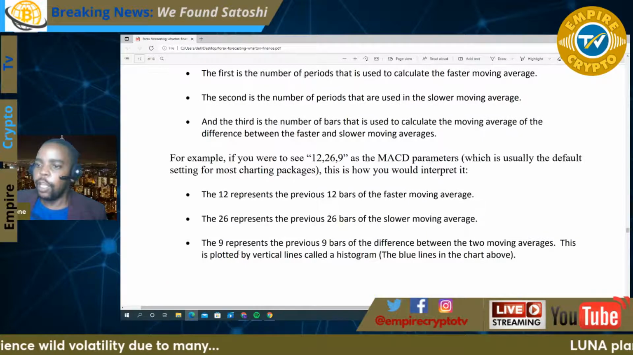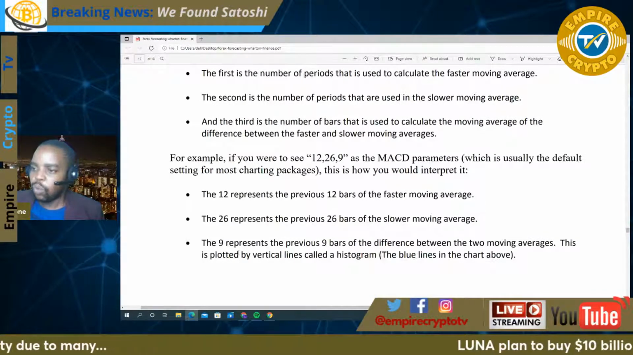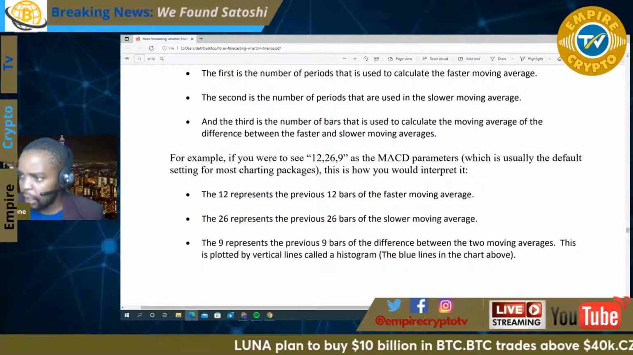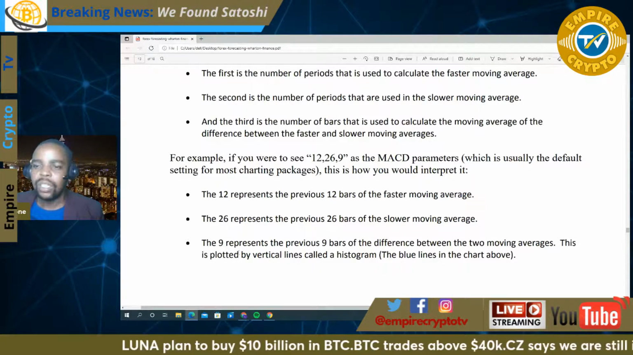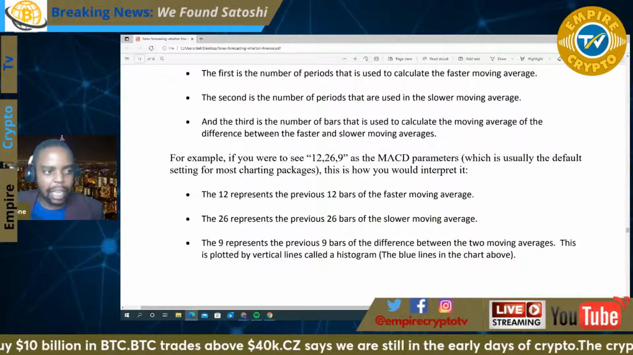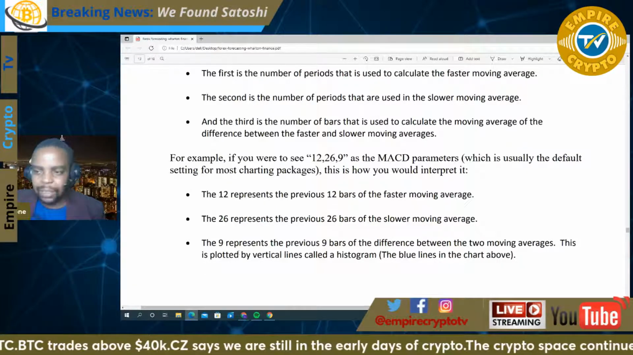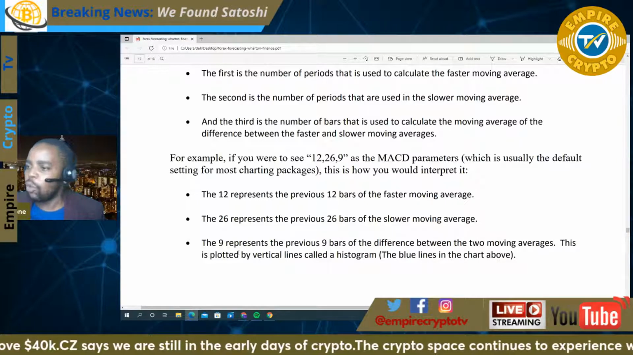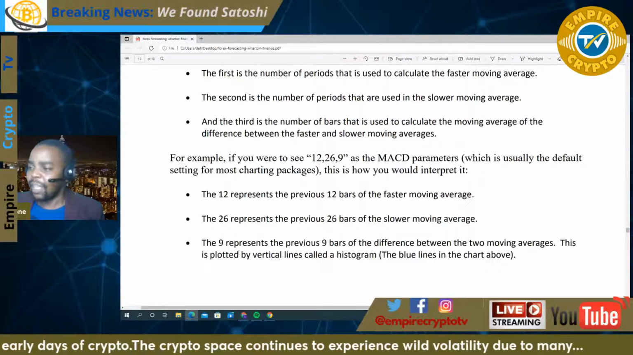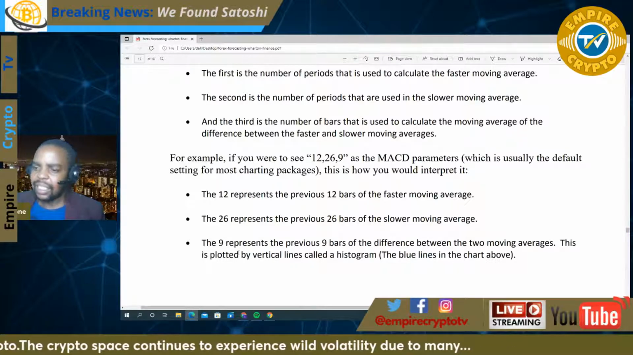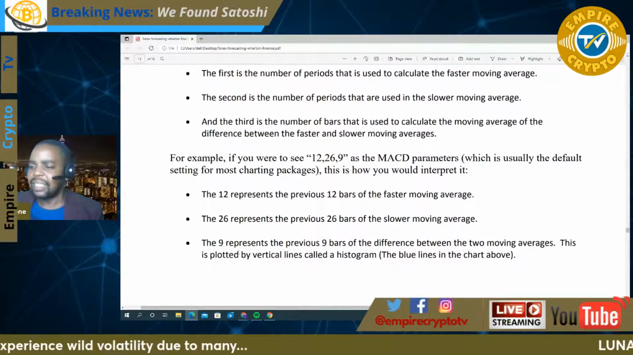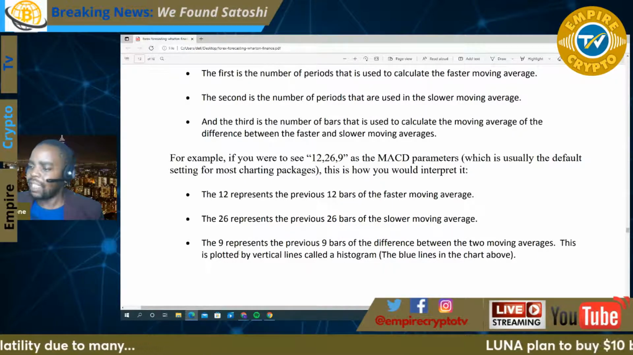For example, if you were to see 12, 26, and 9, as I've shown you as the MACD parameters, which is usually the default setting for most charting packages like TradingView, MT4, MT5, and so forth, this is how you would interpret it. 12 represents the previous 12 bars of the faster moving average. The 26 represents the previous 26 bars of the slower moving average. The 9 represents the previous bars of the difference between the two moving averages.